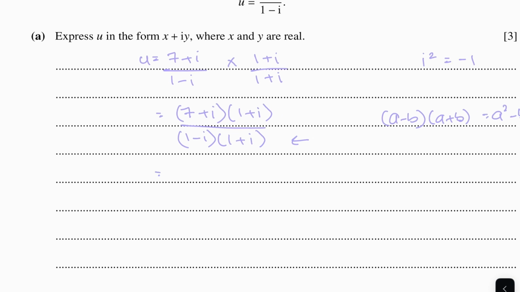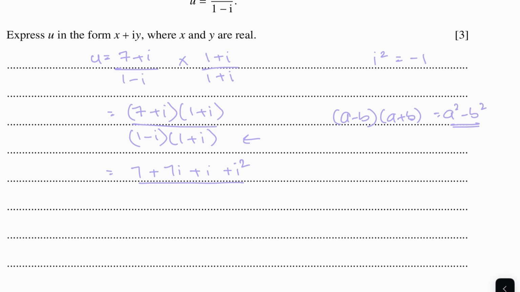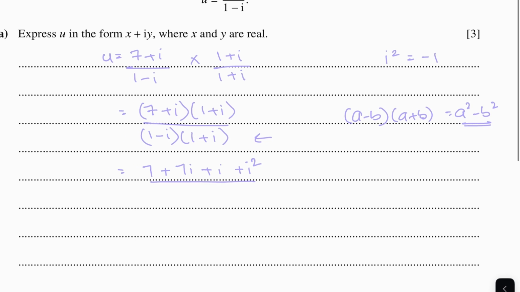So firstly, let's open the brackets on the top also. 7 times 1 is 7, plus 7 times i is 7i, and then plus i times 1 and plus i squared. Now in the denominator we're going to do a squared minus b squared. So in this case we have 1 squared minus i squared, which is minus 1.